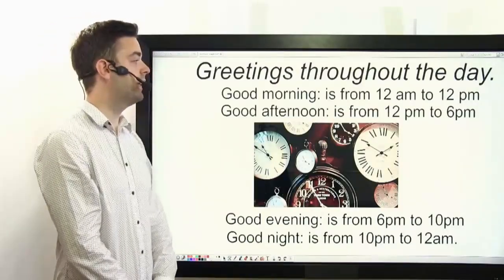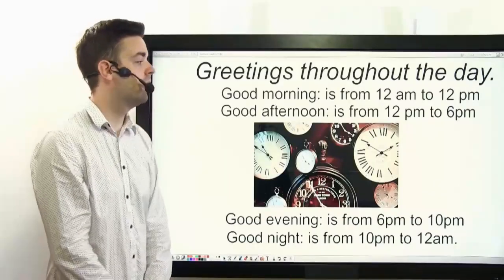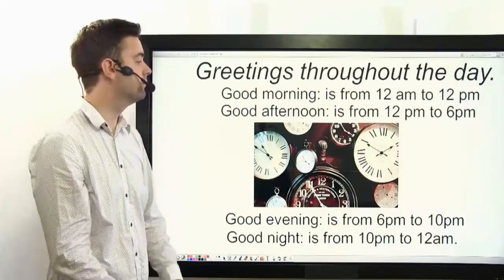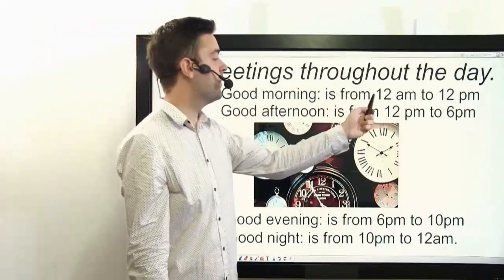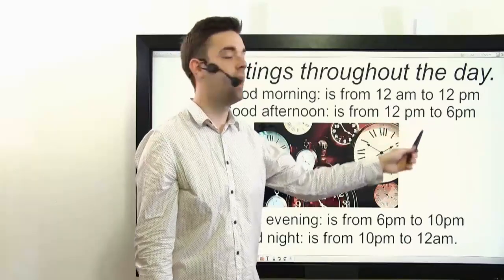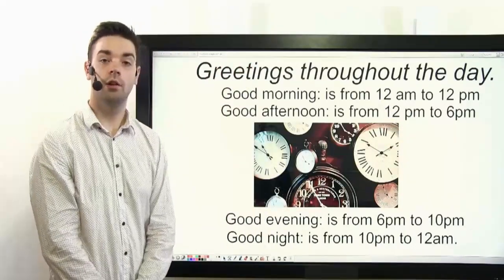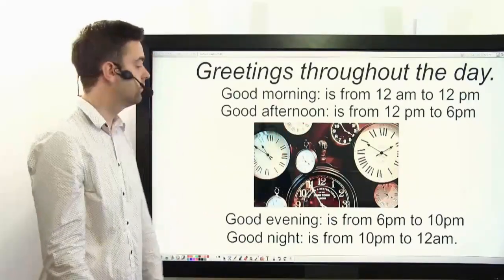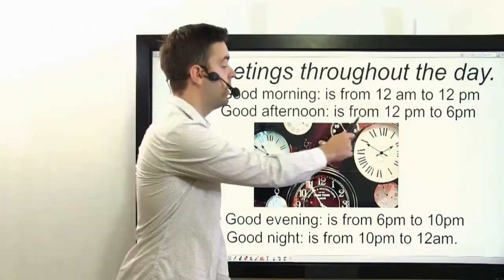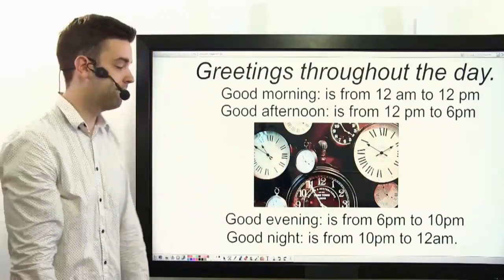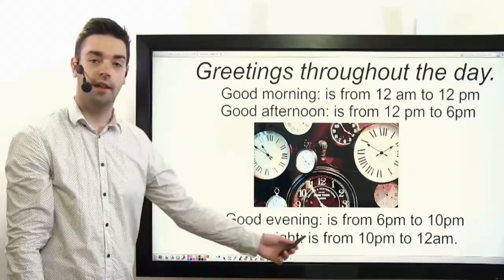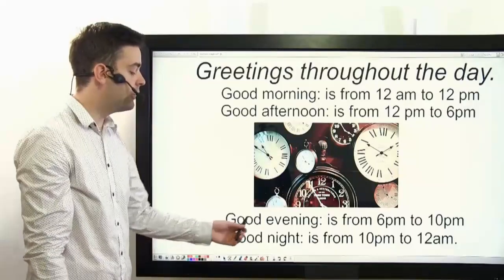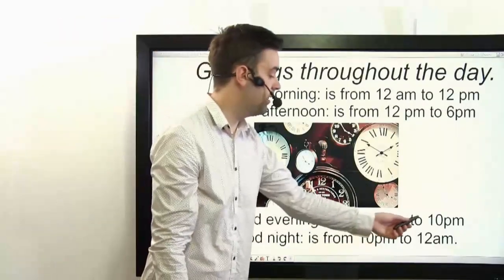Let's have a look at greetings throughout the day. Good morning. Good morning is from 12 a.m. to 12 p.m. Good afternoon. Good afternoon is from 12 p.m. to 6 p.m. Good evening. Good evening is from 6 p.m. to 10 p.m.